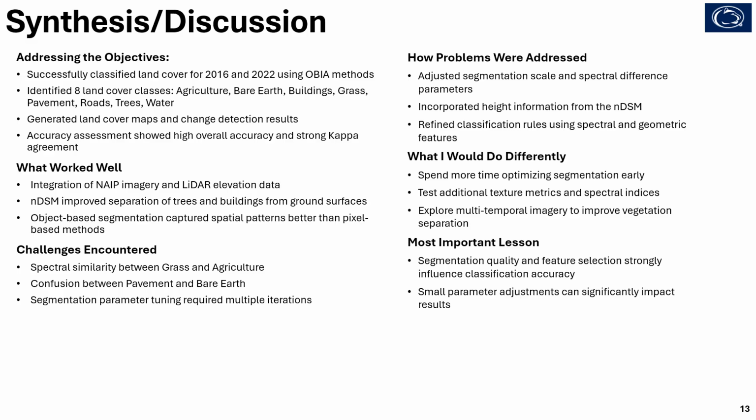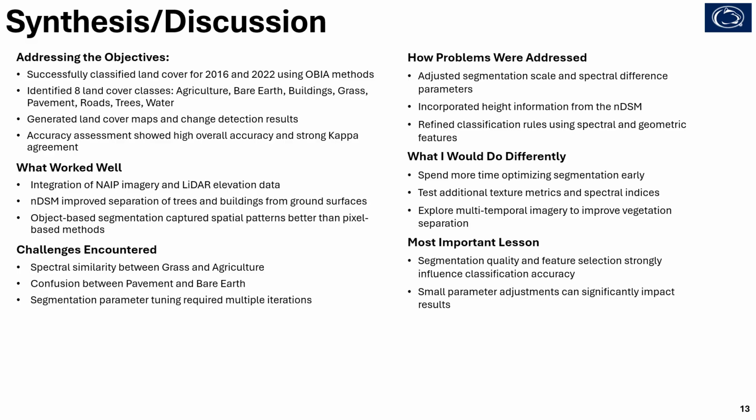The accuracy assessments supported the reliability of the classification with high overall accuracy and strong agreement values, indicating that the workflow effectively captured the dominant land cover patterns within the study area over the course of the 6-year period. Several components of the workflow worked particularly well. Integrating LiDAR-derived height information through the normalized digital surface model significantly improved the ability to distinguish between tall vegetation, buildings, as well as certain ground-level features in classes like grass or pavements. Object-based segmentation also allowed spatial and textural characteristics to be incorporated, which improved classification compared to pixel-based approaches.